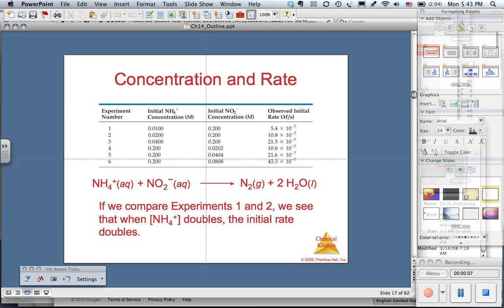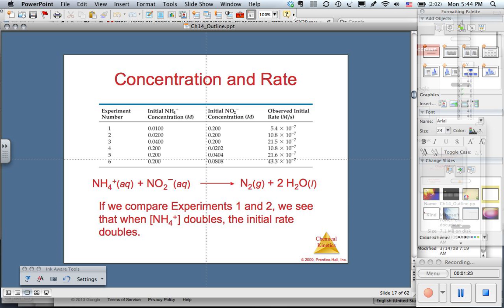So here we have a collection of data, and we've got two starting materials: ammonium ions and nitrite ions. And we have a variety of different experiments, experiments 1 through 6, and we see different concentrations, and then we look at how the rate is changing as the different concentrations change. So you might look between experiment 1 and experiment 2. Notice how the starting amount of nitrite doesn't change, but the amount of ammonium ion does change. And if you look, the rate doubles when the ammonium ion doubles.